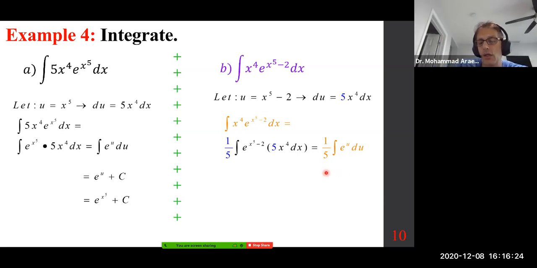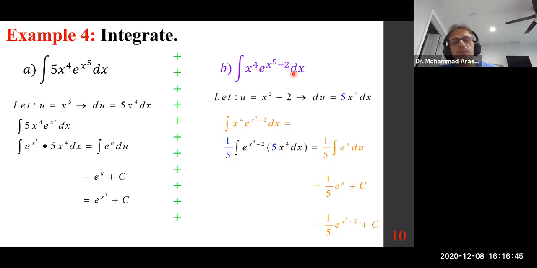Again, practically you're done. 1/5 e to the power of u and a constant. Replace it, and you can check by differentiating the result. It gives you the expression here without the dx. So if you're dealing with exponential functions, normally it is the exponent that is a good choice for you. Okay, class?